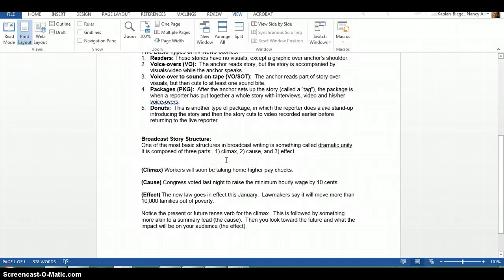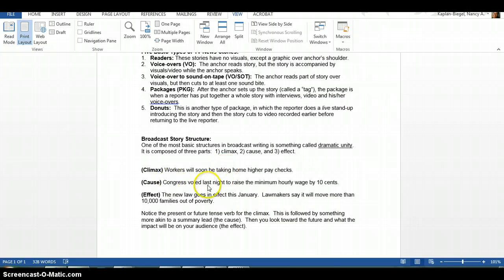This is one type of story structure, kind of like when we learned inverted pyramid. So this is just a down and dirty, like, how do you write a broadcast story? And this is called dramatic unity. So what you're going to do is have some sort of climactic first sentence. You want to grab the reader's attention. And again, this may be a hard, soft, throwaway, or umbrella lead.